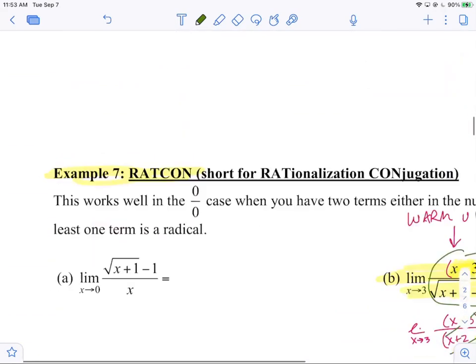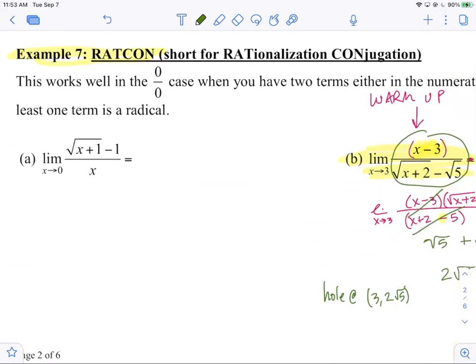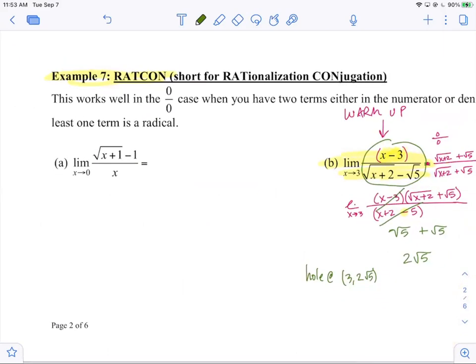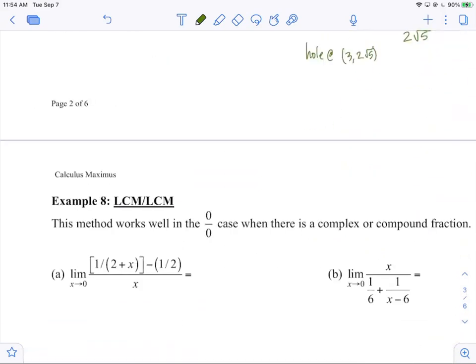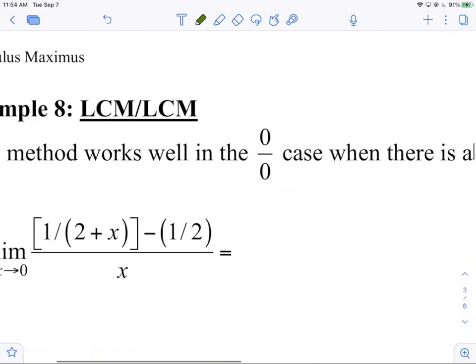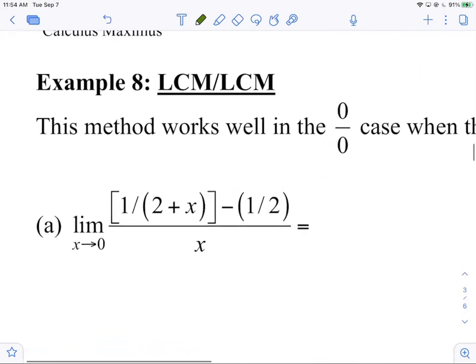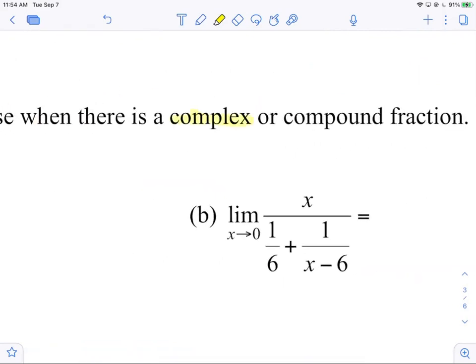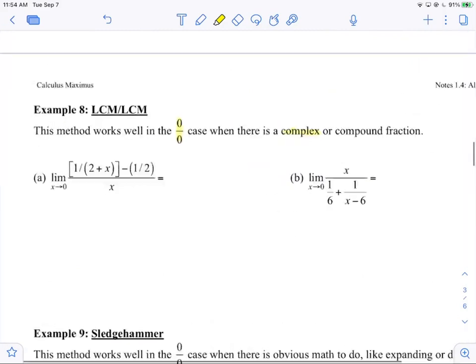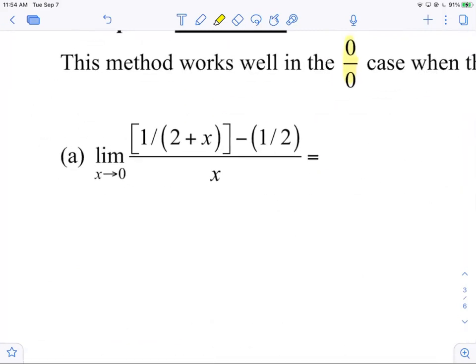All right, so there's another instance where we get 0 over 0, and neither one of those two algebraic methods on example 6 and 7 works. And there's got to be another way to get rid of the 0 over 0. So this one I call the Lickum over Lickum method, which works well, of course, when you get 0 over 0 and when you have a complex fraction, which remember is just a fraction within a fraction. So let's look at example A.